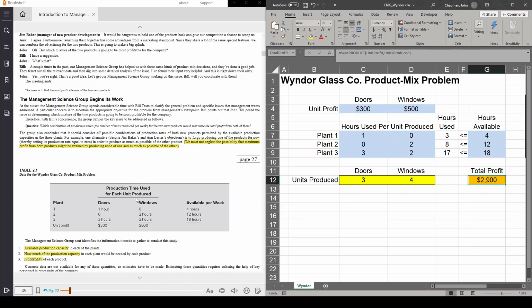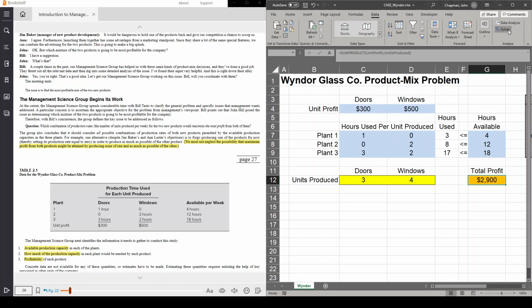Okay, so that's how we set up. That's how we take the information from a table, from a problem, plug it into a spreadsheet, and how we can actually manually change the inputs to produce an output that aligns with our constraints and tries to maximize profit. The next step, maybe the last step that we'll do here is we're going to use Solver.